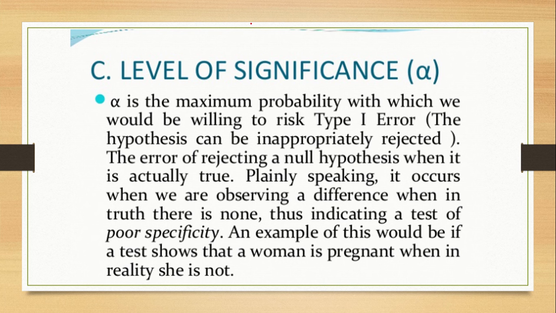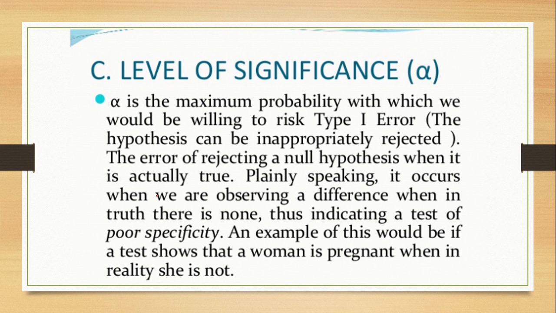And we have here what we call level of significance. We denote this by the symbol alpha. So level of significance alpha is the maximum probability with which we would be willing to risk type 1 error. The hypothesis can be inappropriately rejected. The error of rejecting a null hypothesis when it is actually true.